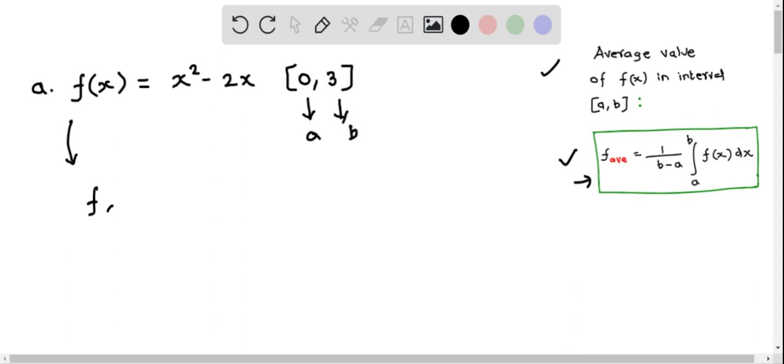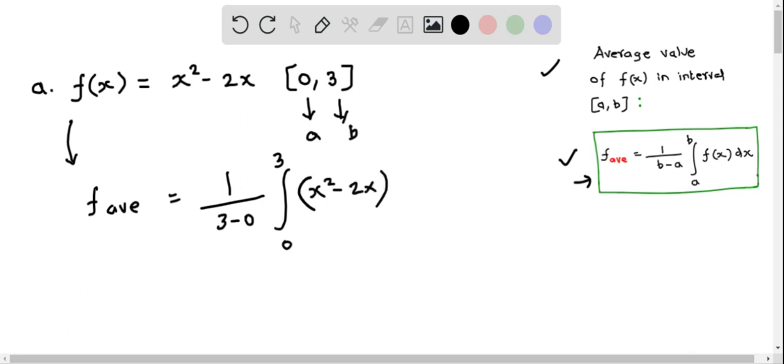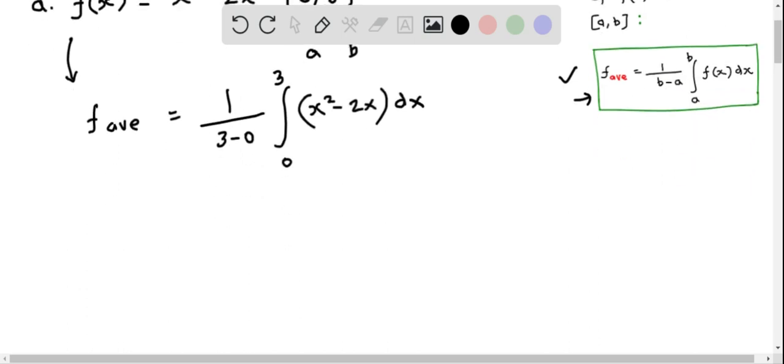So let me write down f average, and this equals 1 over b minus a, which is 3 minus 0, multiplied with integral of a to b, that is 0 to 3. So these are the limits of this integral, and then f of x. So let me replace f of x, which is x squared minus 2x. So now we have to integrate this expression within the limits 0 to 3. So let's simplify this. 3 minus 0 is 3. So therefore this becomes 1 over 3, integral of 0 to 3.